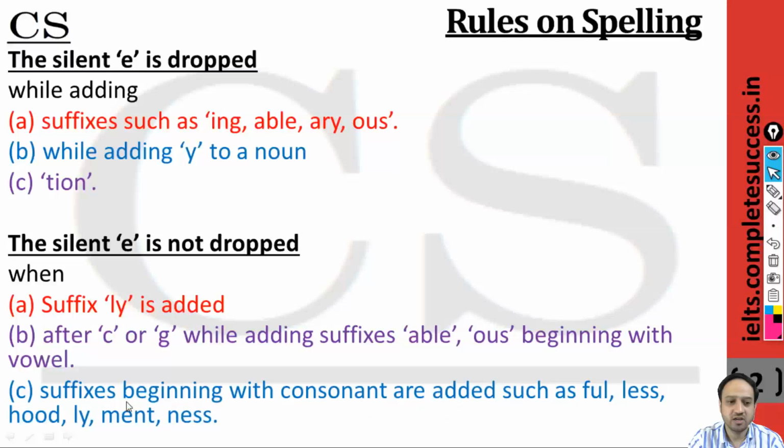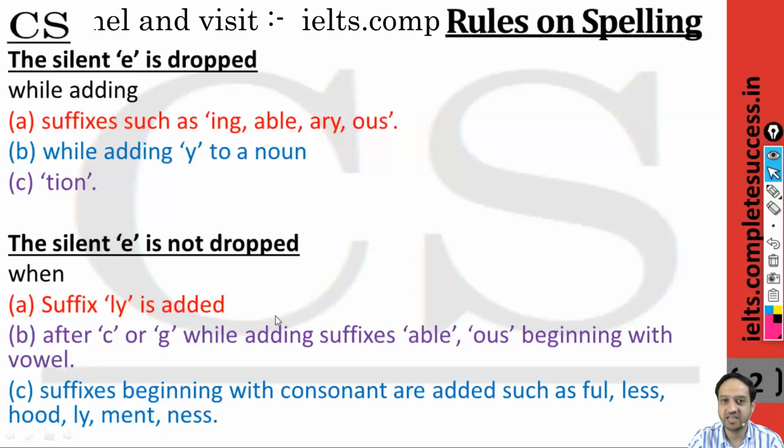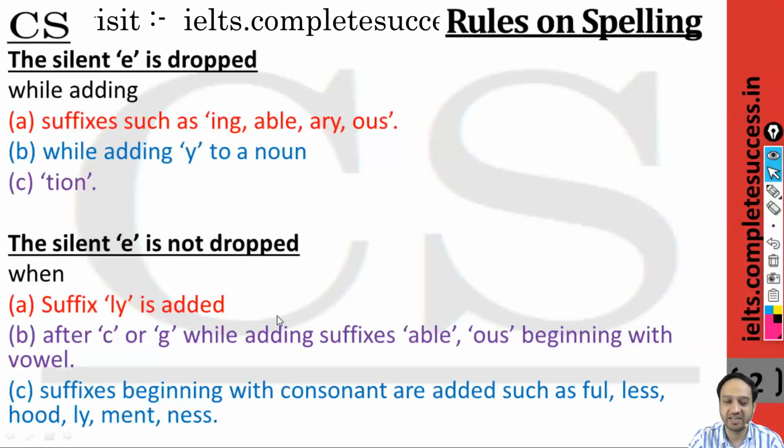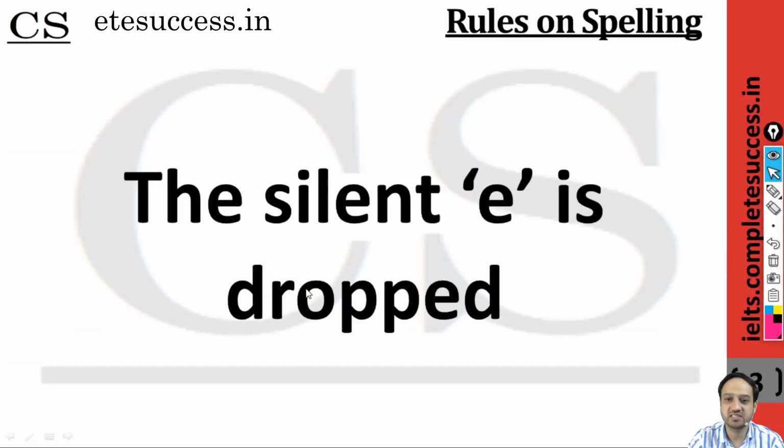In the last one, suffixes beginning with a consonant are added, such as ful, less, hood, ly, ment, and ness. These suffixes start with a consonant, and when we add these suffixes to a word which ends in e, we will retain the letter e. We will not drop the letter e. So now we will see some examples.